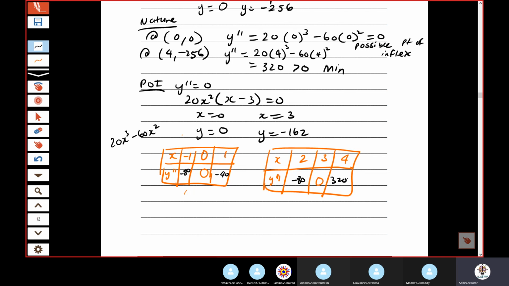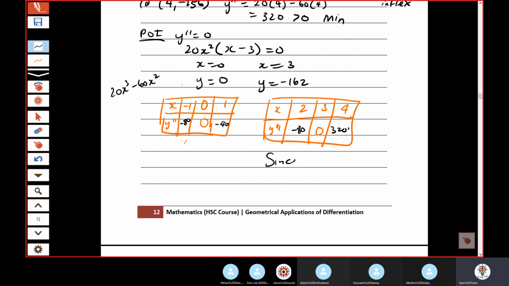-80 and 320. Okay, so this one, since I'm just going to shorten it, change in concavity, if that's okay with everyone. CIC, change in concavity. Since change in concavity, 3 and -162 is a point of inflection.